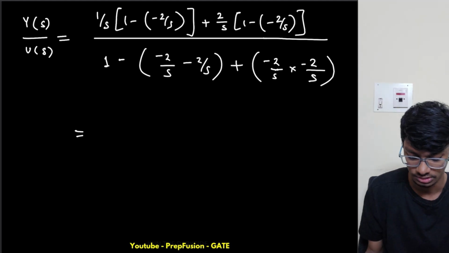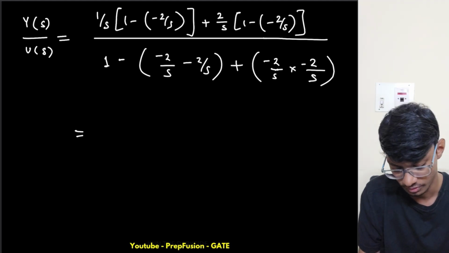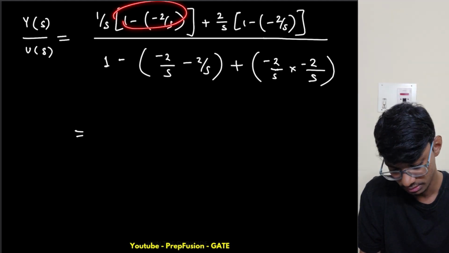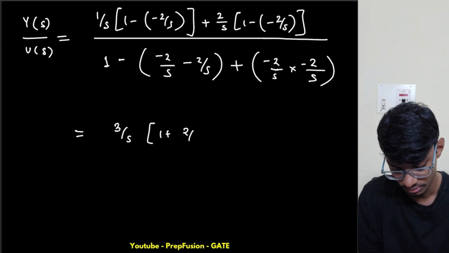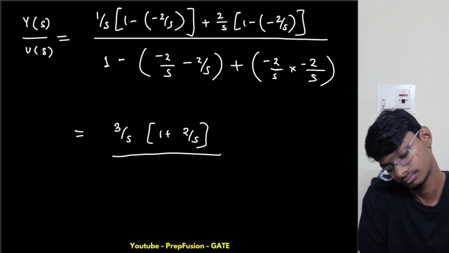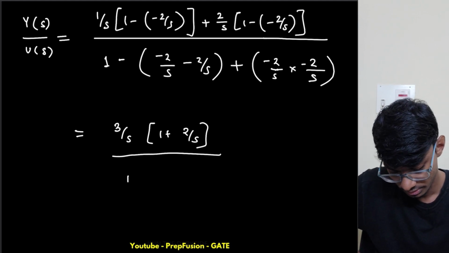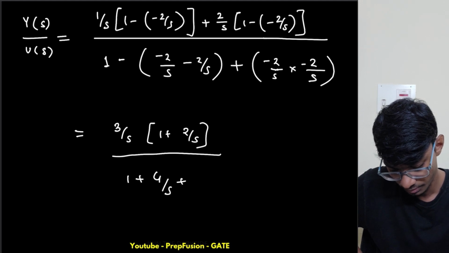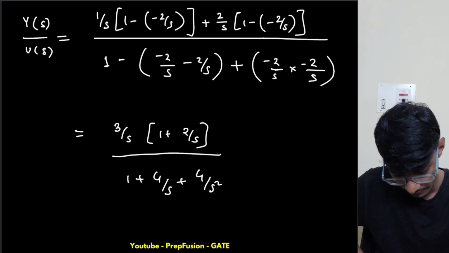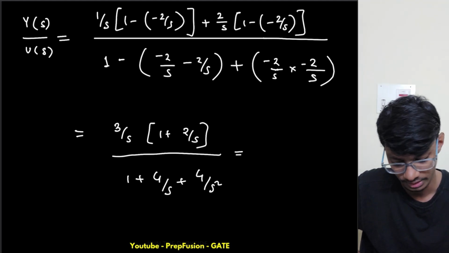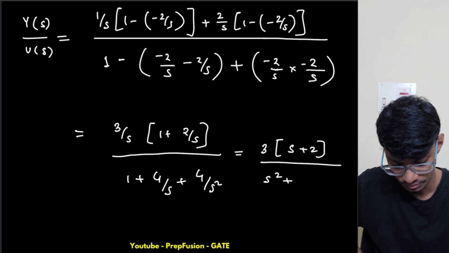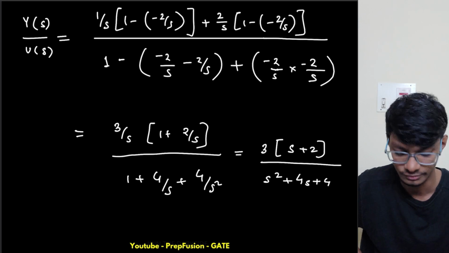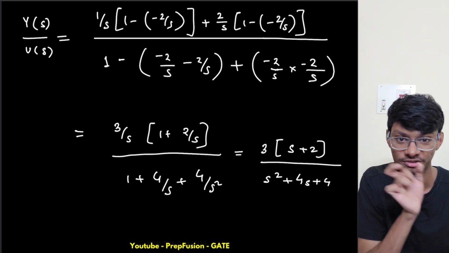Now we will simplify this equation, right? If I simplify, the common terms are the same, so I can write 3 by s of 1 plus 2 by s, over 1 plus 4 by s plus 4 by s square. Then I multiply by s square, so this becomes 3s plus 2... rather 3 times s plus 2, over s square plus 4s plus 4.